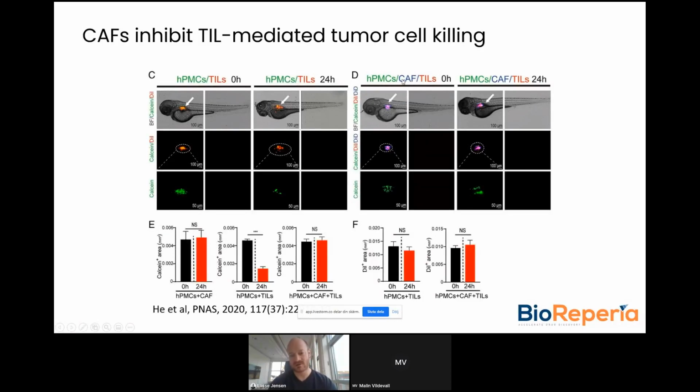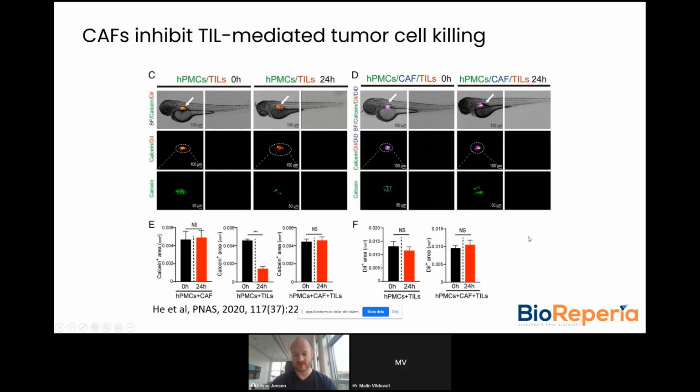So now when reconstituting yet another aspect of the tumor microenvironment, namely the carcinoma-associated fibroblasts, that led to a complete annihilation of the efficacy of the TILs to kill the melanoma cells, demonstrating that the CAFs have immunosuppressive functions, which others have demonstrated as well, but this is shown in a very visual manner here. The green melanoma cells are completely dead when adding only TILs and melanoma cells. However, when adding the CAFs, the green melanoma cells are retained and have the same volume as upon implantation.